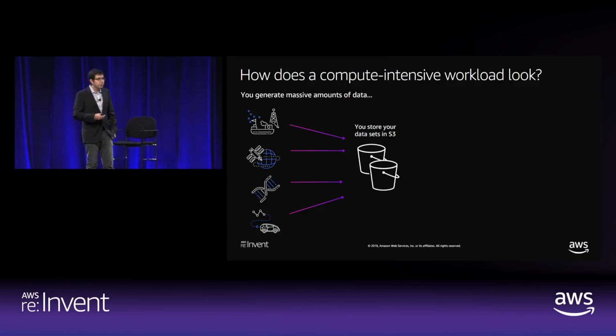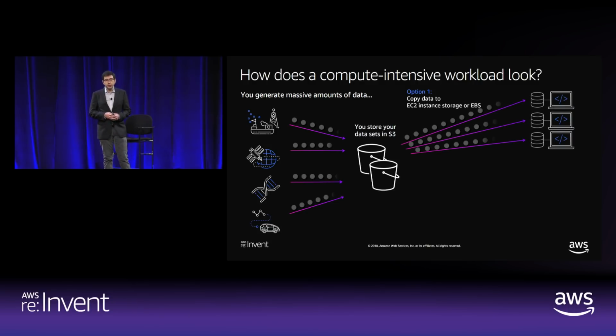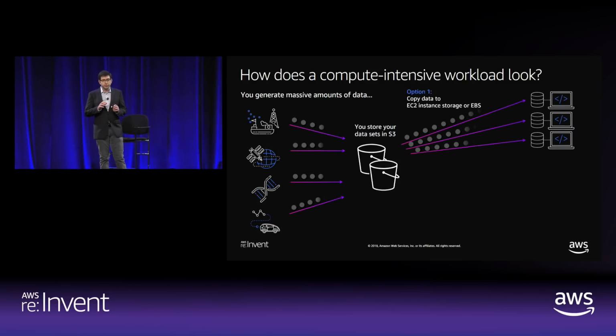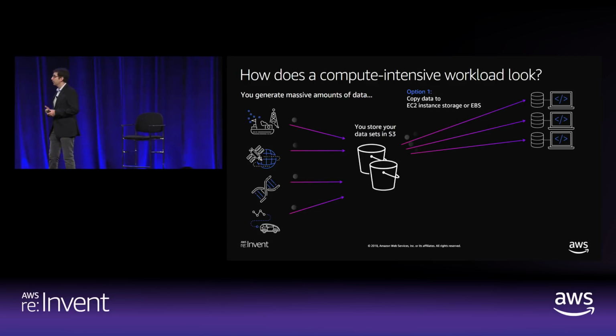And so what does the typical compute-intensive workload on AWS look like? So commonly what customers do is they store their data sets in S3, which provides highly durable, very cheap storage for large data sets, fully elastic. And then there's two ways of making that data available to compute clusters. So the first way is that you copy data to the EC2 instance storage or to EBS volumes attached to the EC2 instances that you're using in your compute cluster.